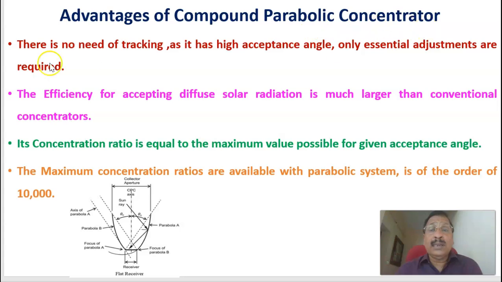Advantages of a compound parabolic concentrator: there is no need for tracking as it has a high acceptance angle. Acceptance angle is much higher, therefore no tracking is required, only essential adjustments. The efficiency for accepting diffuse solar radiation is much larger than conventional concentrators. Its concentration ratio is equal to the maximum value possible for a given acceptance angle. The maximum concentration ratio available with the parabolic system is of the order of 10,000. Therefore, the concentration ratio is much higher here. Finally, the solar energy is concentrated and gets heated.